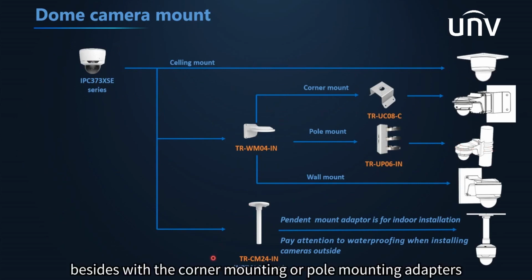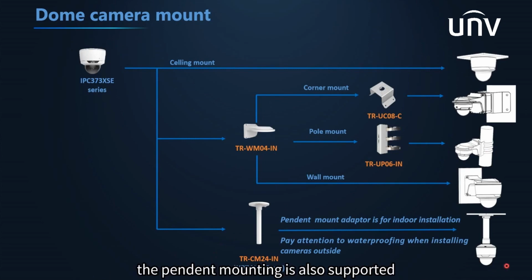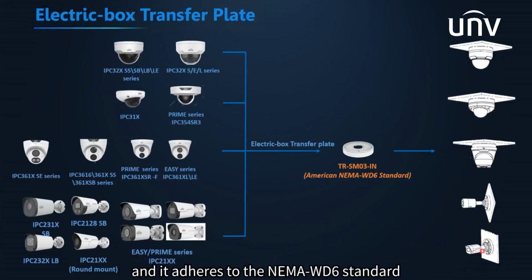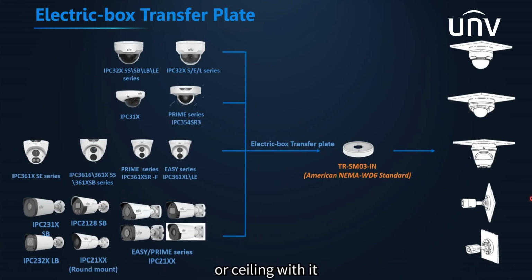Besides, with the corner mounting or pole mounting adapters, they can be installed in the corner or on the pole. For indoor installation, the pendant mounting is also supported. If we are going to get cameras installed outside, note the waterproofing. Electric box transfer plate is used in North America and it adheres to the NEMA WD6 standard. Dome, turret, and some bullet cameras can be mounted on the wall or ceiling with it.